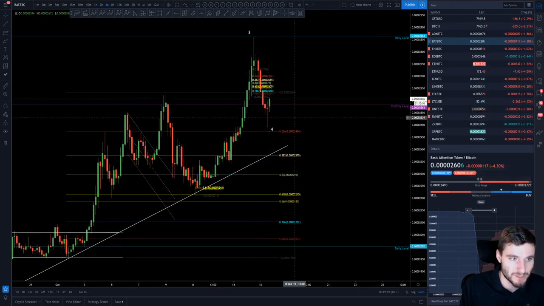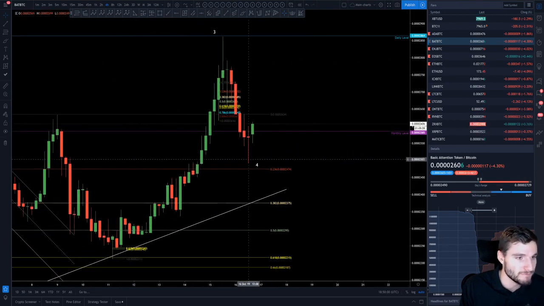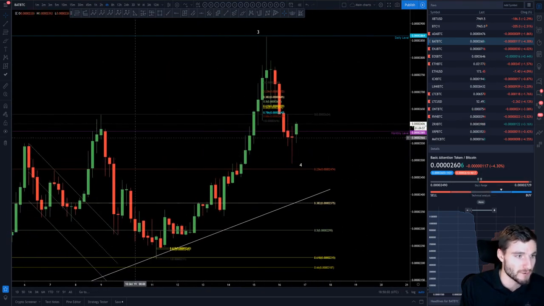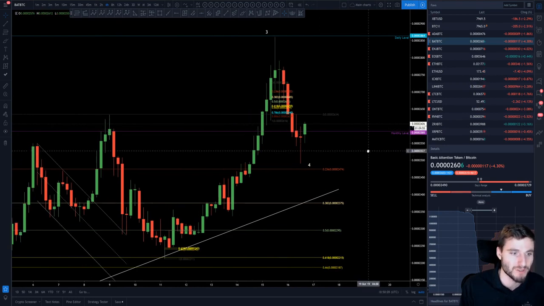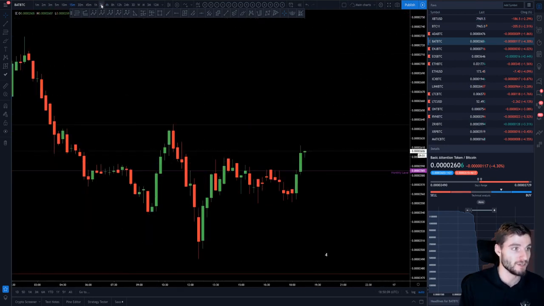See how this closes. Obviously, you've seen that bit of a move down. See how this closes in 4 hours. Do you close above these highs? If you do, then that's obviously great, and you could look for that entry. So that's how I'd look to trade.